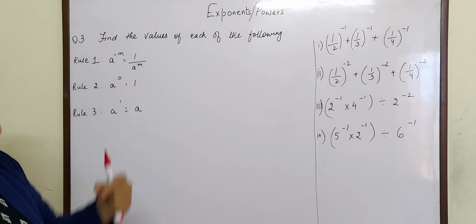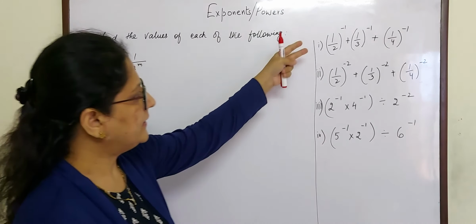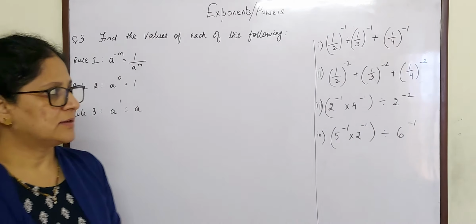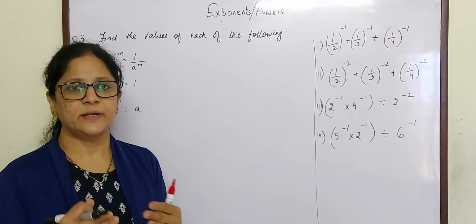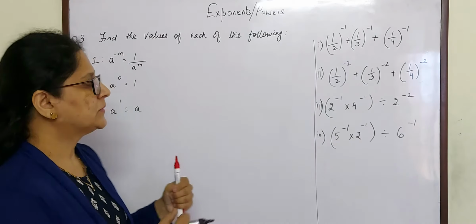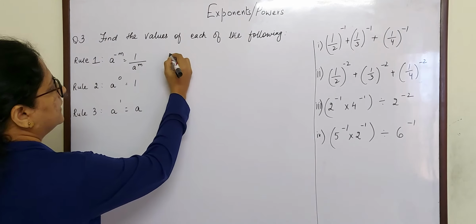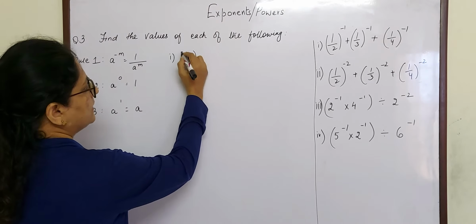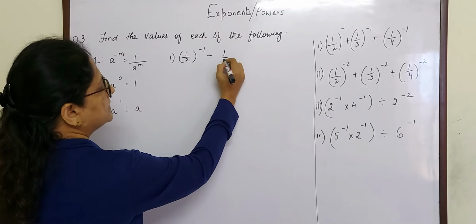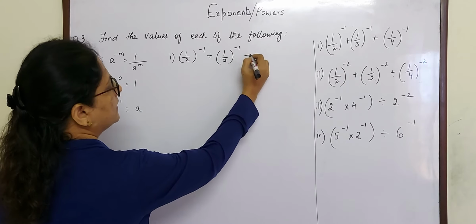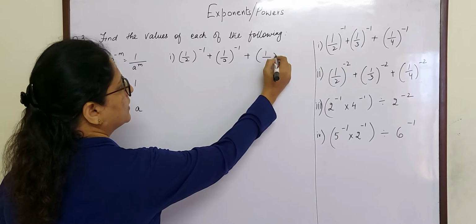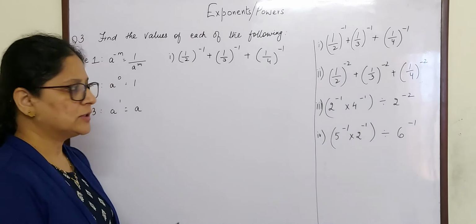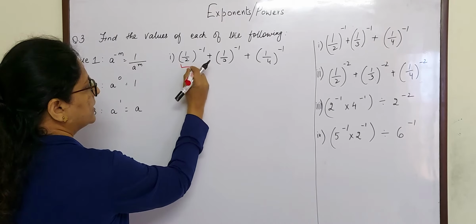Find the values of each of the following, and here I have written the sums. And now children, we will be doing the sums together. Okay, so let us start learning together. Now (1/2)^-1 + (1/3)^-1 + (1/4)^-1. So let us solve one at a time.